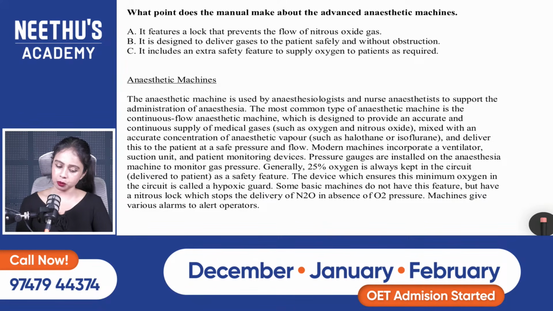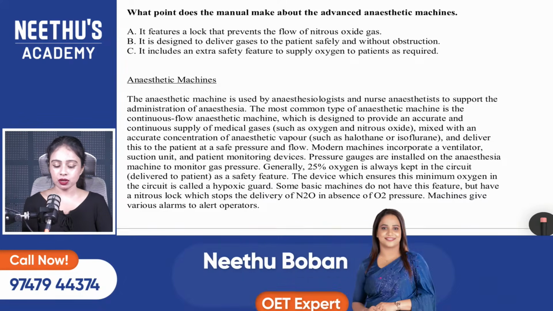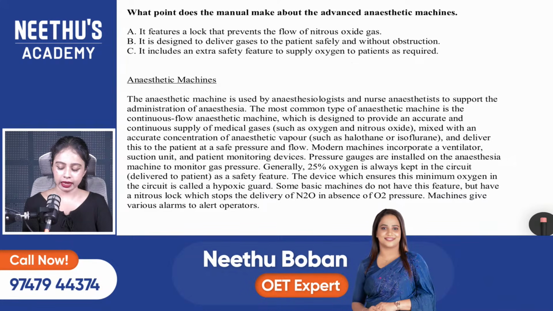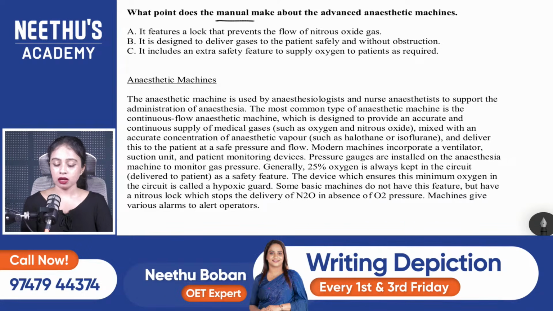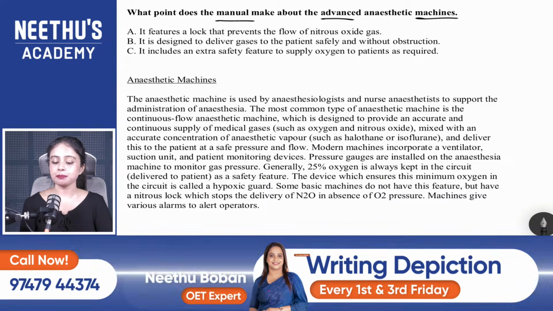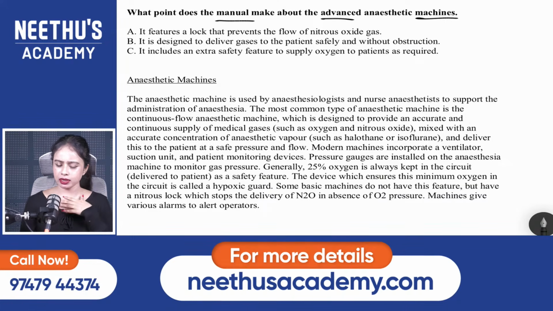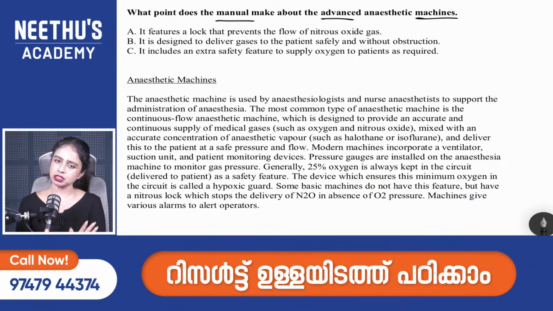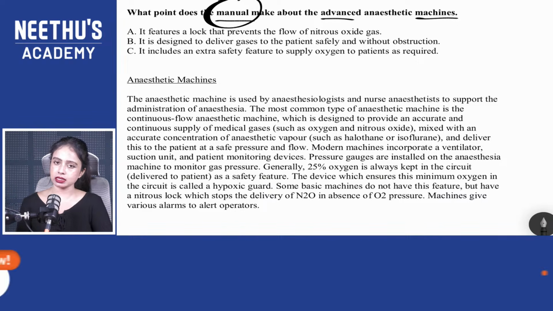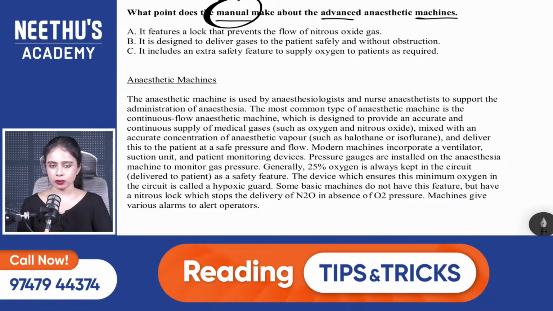My keywords from the question are manual, advanced, then machines. The third step, understand the question. So I'm going to understand the question. It is very clearly mentioned in the question which category this is. This is from the second category. This is the manual. And let me know in the comment box, what is a manual?